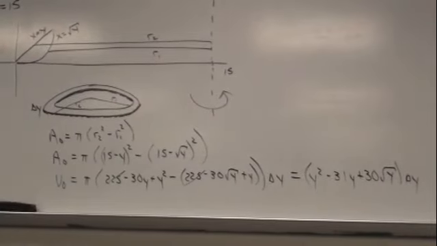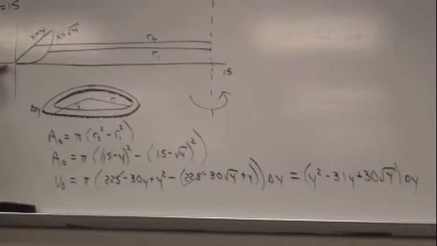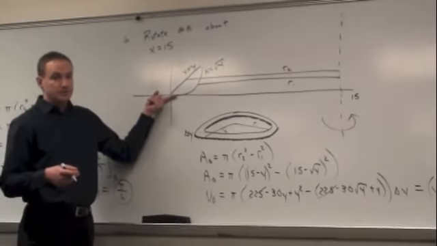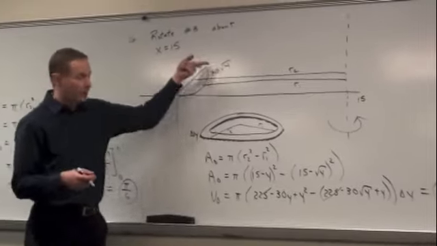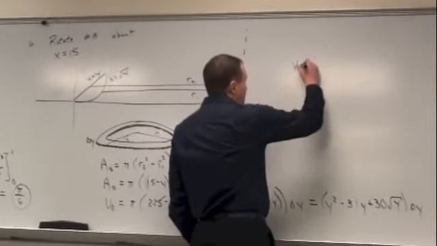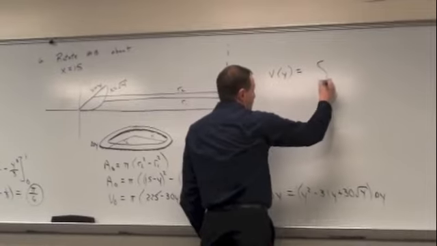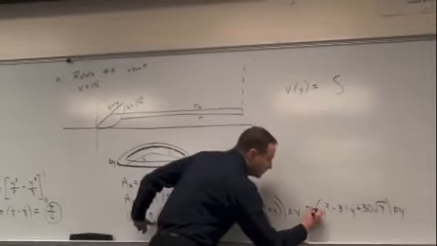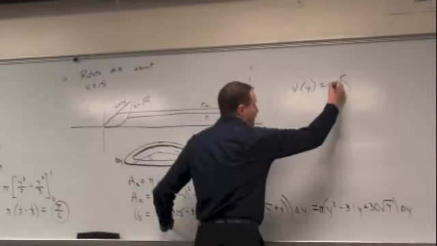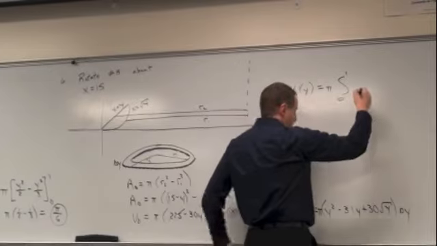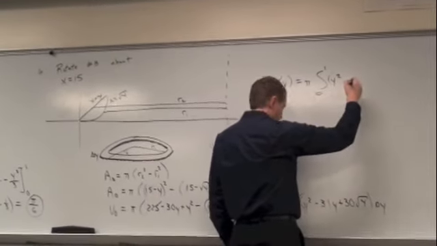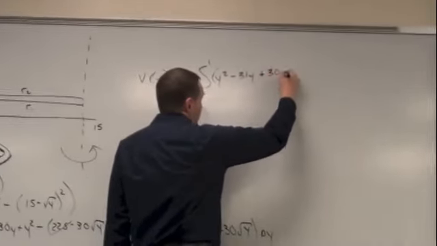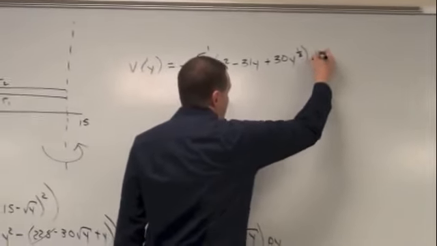So now I can see why I did that, because I'll just say I need to integrate from where these y values begin at the region of intersection, y equals 0 to y equals 1. So I'll say this volume in terms of y is the integral. Oh, and I forgot my pi. Boo me. So pi out in front, 0 to 1 of y squared minus 31y plus 30y to the 1/2 dy.